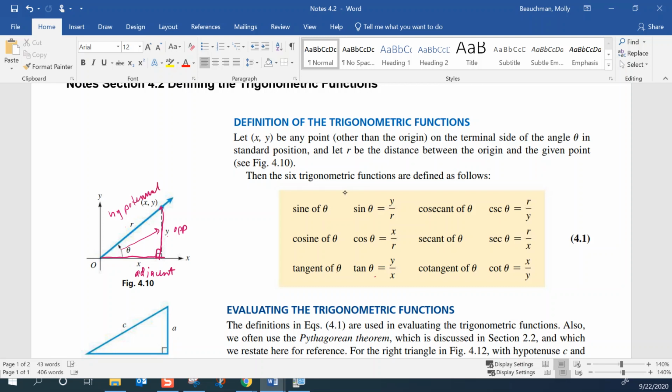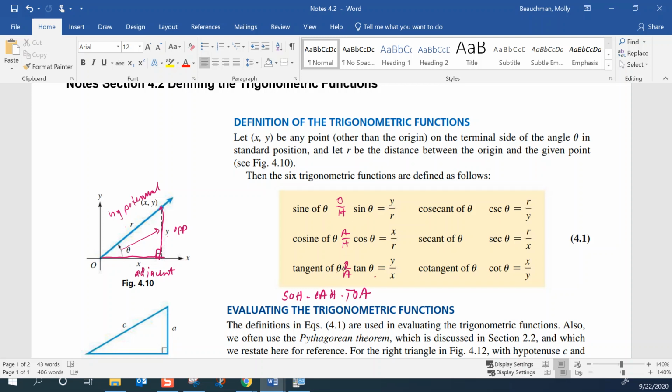So the sine is opposite over hypotenuse. The cosine is adjacent over hypotenuse, and the tangent is opposite over adjacent. To remember these ratios, there's SOH, CAH, TOA. Sine is opposite over hypotenuse, cosine is adjacent over hypotenuse, tangent is opposite over adjacent.